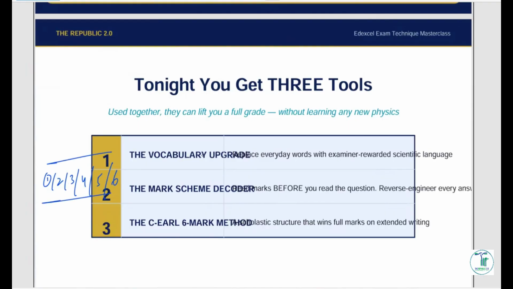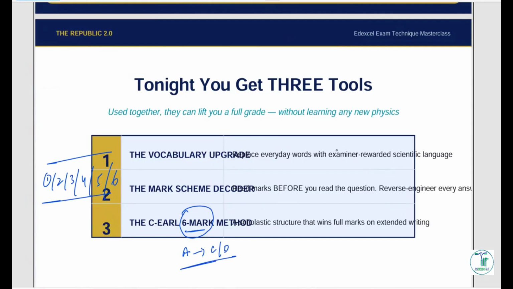And apart from that, the biggest marks loser, the 6 marker questions in Edexcel specifications, whether you're talking about the 8 PHOs, 9 PHOs, or IAL ones. This is a question which brings an A student down to a C or a D method.